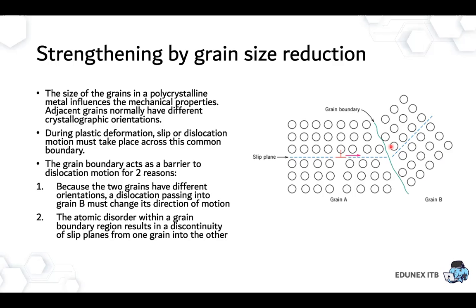So if you have smaller grains, you will have more grain boundaries, and then it will be stronger. How do we decrease the grain size? We can change the process, for example with faster cooling or some other processing. I will let you know later.